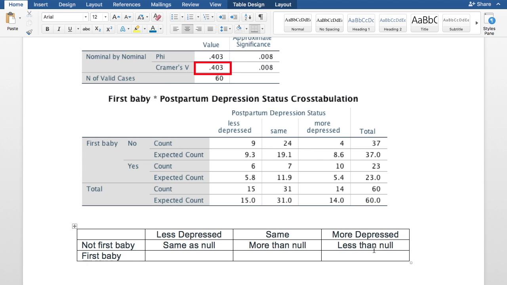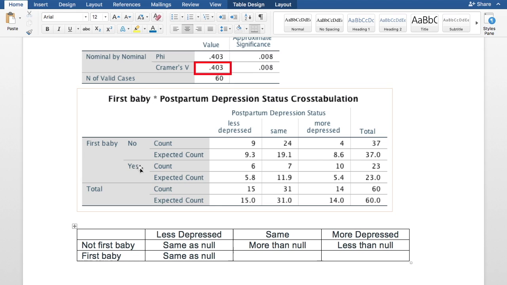Now we're ready to look at those who just had their very first baby. First baby, yes. So for those who fell in the less depressed group, we had 6 women, and we expected to have about 5.8. That's pretty close to the null, so let's say same as null.